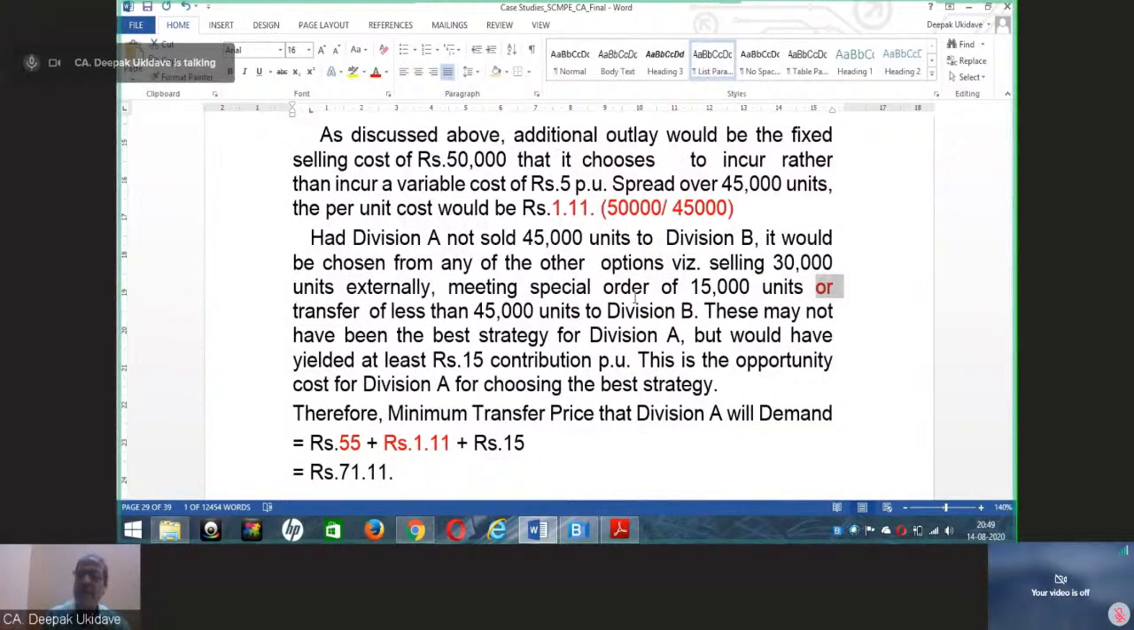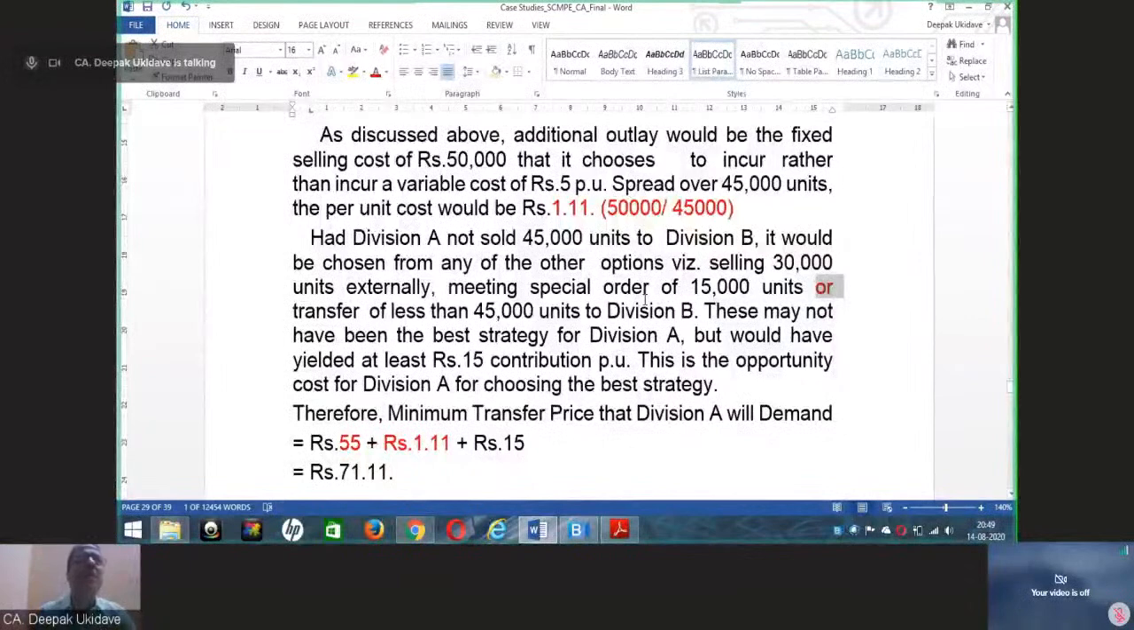So this may not have been the best strategy for division A, but would have yielded at least 15 rupees contribution. Today, the best strategy is selling 45,000 units to internal customer and balance 5,000 to external customer and reject the special order. That is the best strategy. But had this not been the best strategy, then the next best strategy would have been either of the above. So either of those above 3 columns, all 3 columns show the contribution earned of 15 rupees. So at least 15 रुपया contribution per unit मिलता था. So this is the opportunity cost of division A for choosing the best strategy.